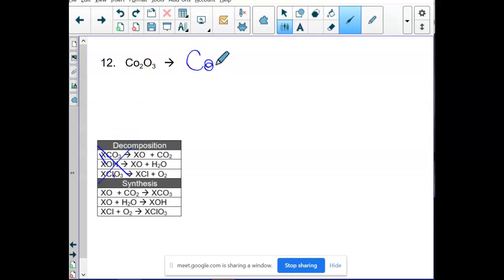So the only thing it can be, if it's one thing before the arrow, is the elements breaking apart. We don't have a lot of these, but if you have only one thing before the arrow, the only thing it can be, if it's not one of these decomps, is the elements breaking apart. Cobalt is not Brinkelhoff, so it's just Co. Oxygen is Brinkelhoff, so it's O2.